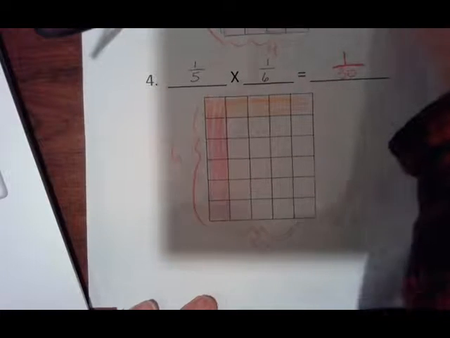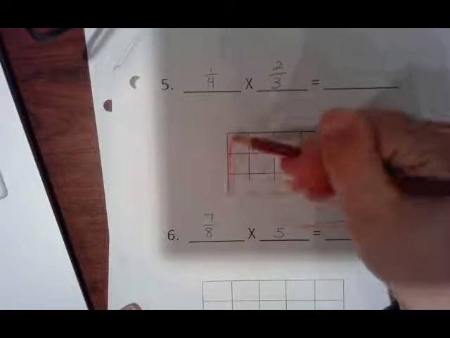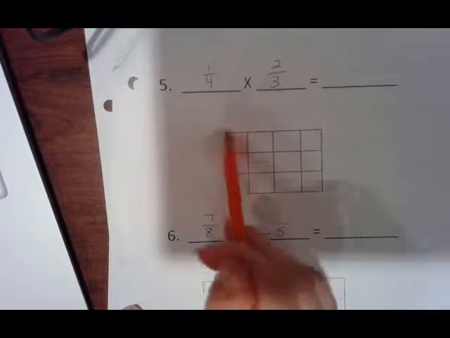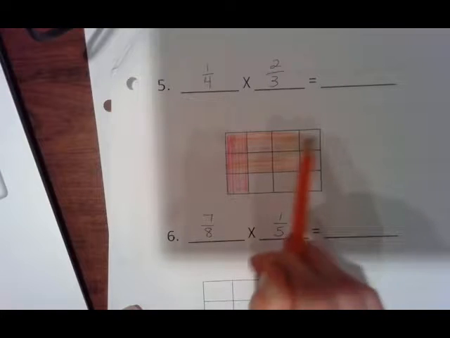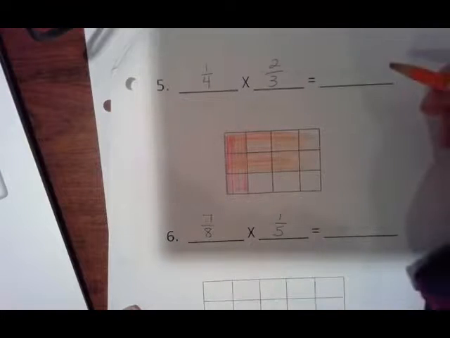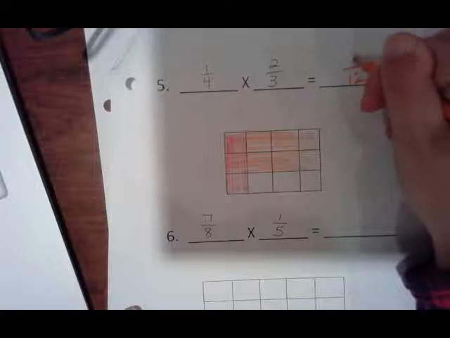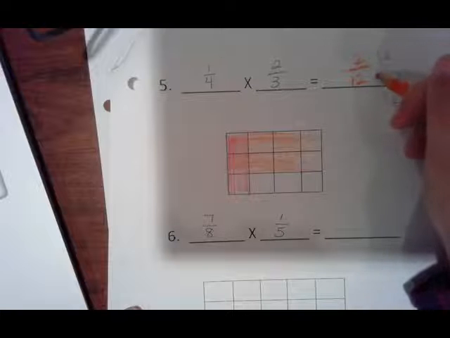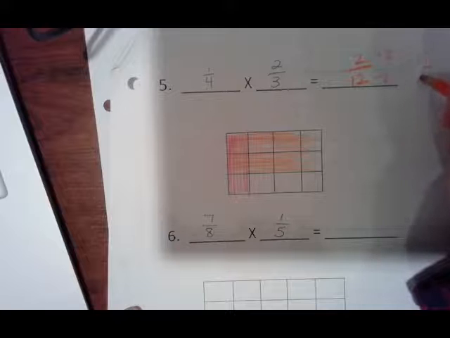Okay, next problem. 1/4. I'm going to shade this in. And 2/3. Okay, so how many squares are there? There are 12 squares total, and there's 2 shaded in with both colors. My denominator is divisible by my numerator, so I'm going to go ahead and simplify to get 1/6.